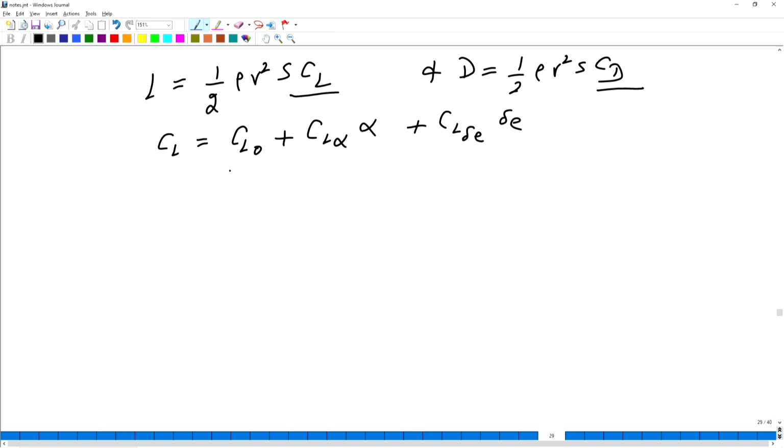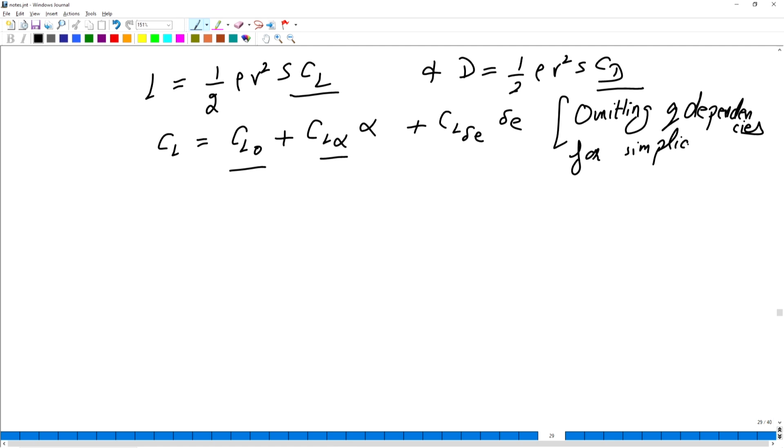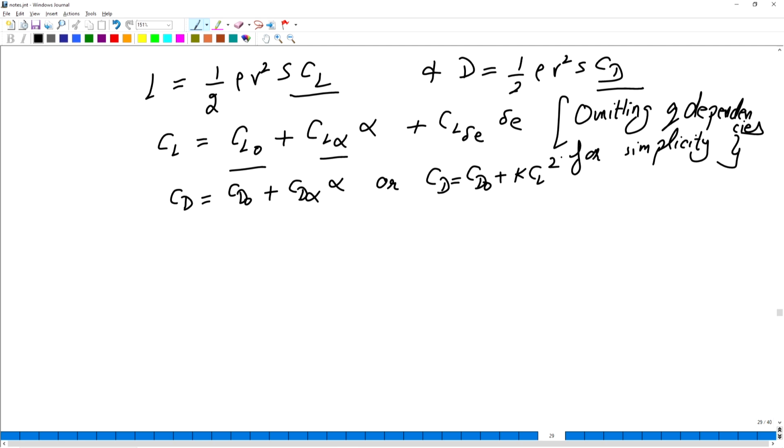I hope you are aware of these terms CL naught, CL alpha and CL delta E. Here we are omitting Q dependencies for simplicity, you can add them as per your wish. Similarly, we have CD equals CD naught plus CD alpha, or you can also model CD equals CD naught plus k CL square if that is given.